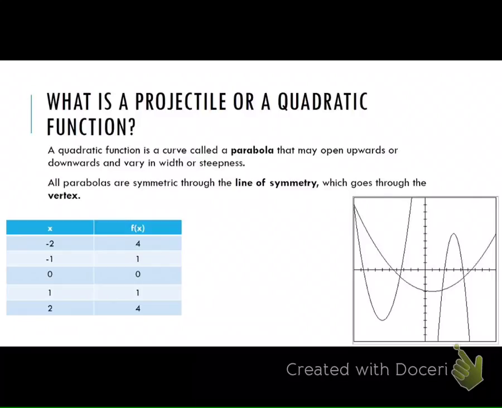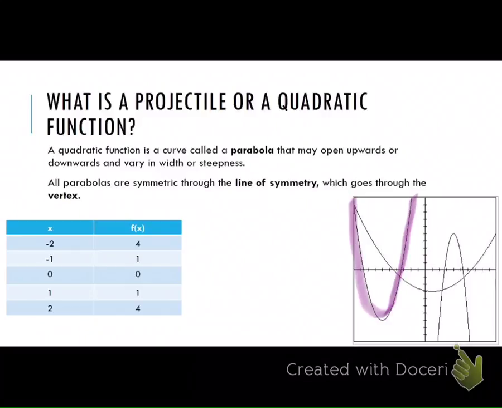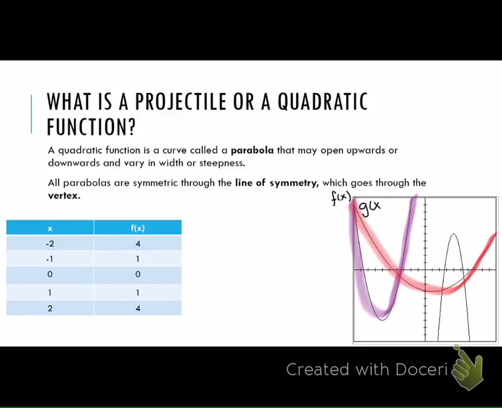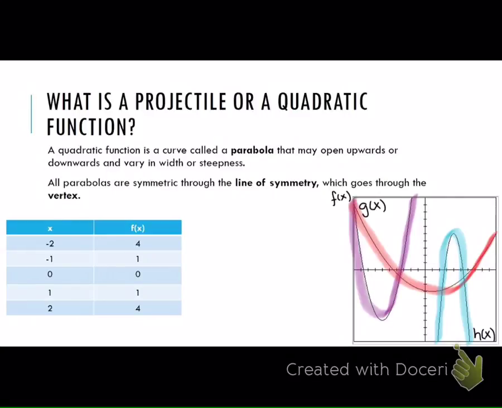So these are 3 examples of some parabolas here. So we have a parabola here. We'll call that f of x. We have another parabola here. Please stop, guys. And we'll call this one g of x. And we have a third one here, which we are going to call h of x. Those are all parabolas. That U shape is a parabola.